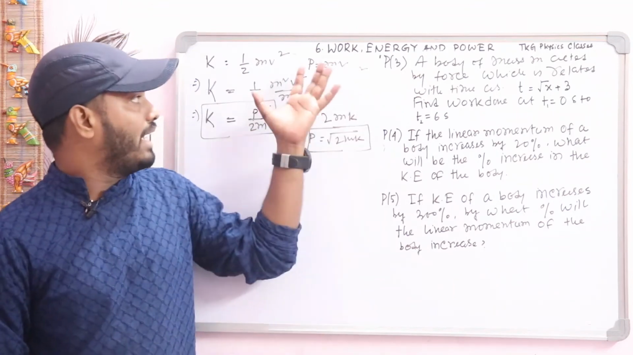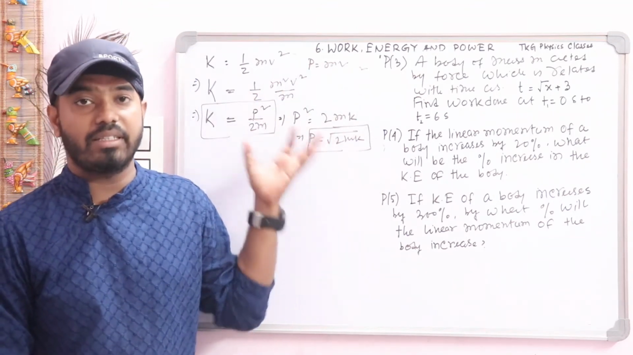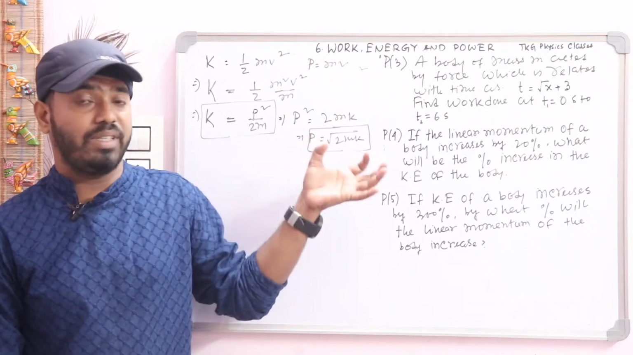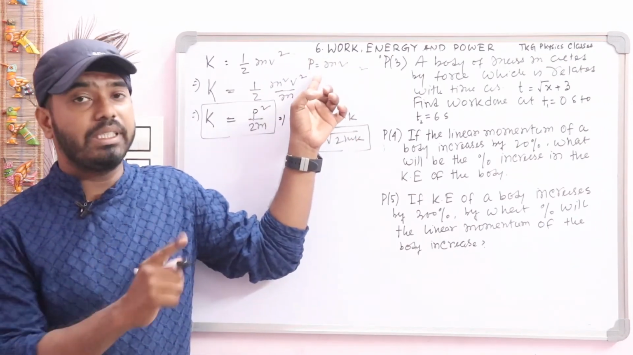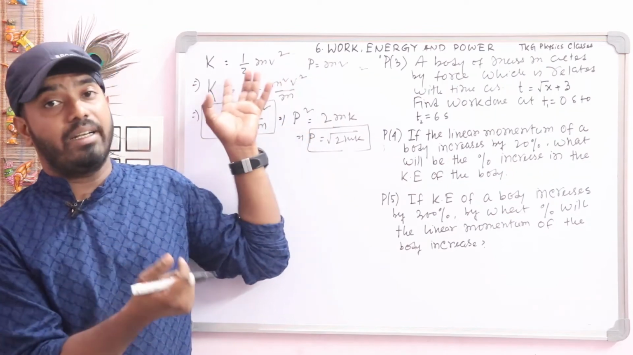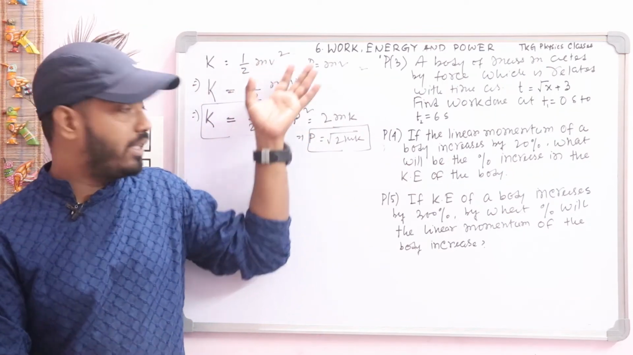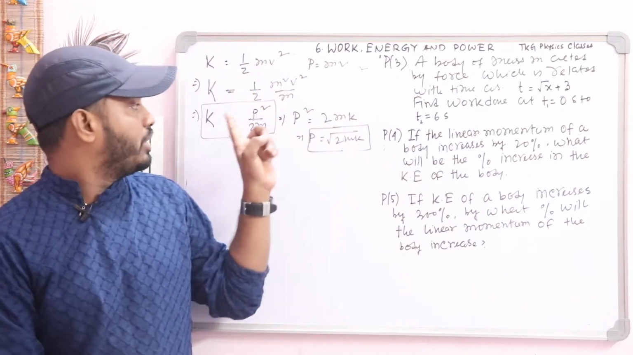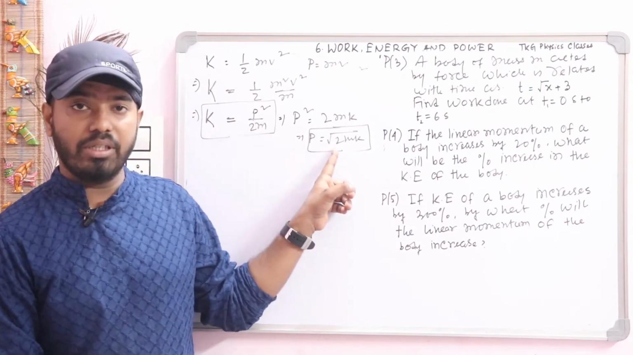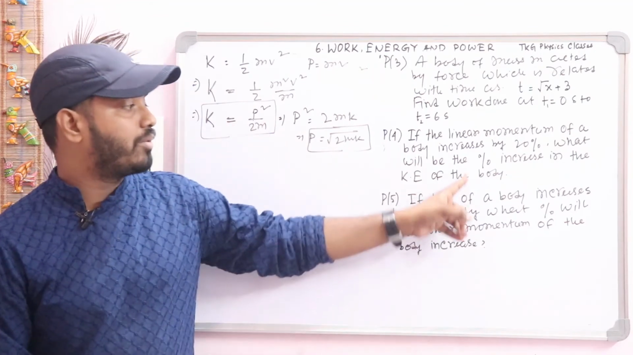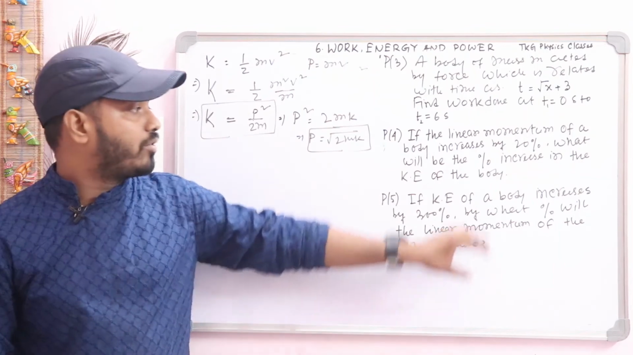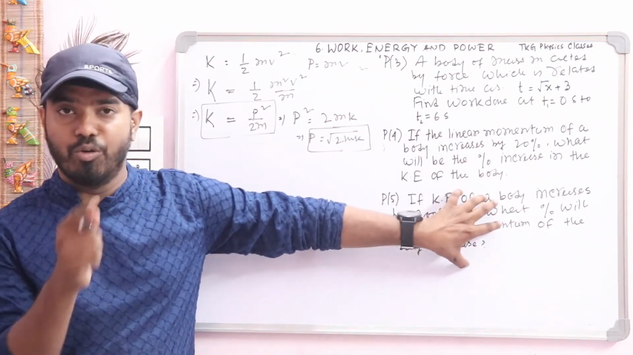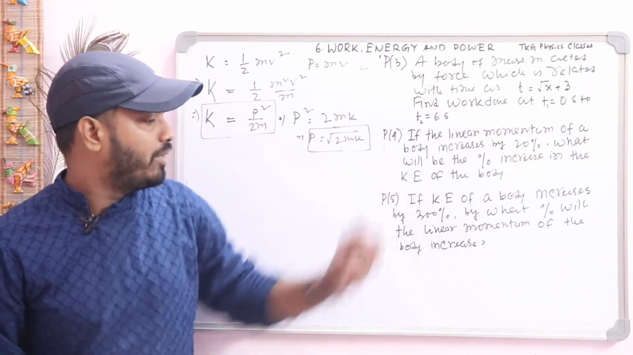Okay, at first you write the basic thing: a body of mass m moving with velocity v, then its linear momentum p, that is mv, and kinetic energy K, that is equal to 1/2 mv squared. Then you solve this one. Now with the help of this equation and this equation, you can solve these types of problems, students. I will solve this one and this one will be your homework. Okay, so solve it. Problem 4.